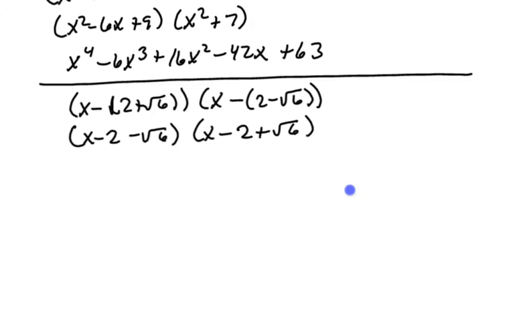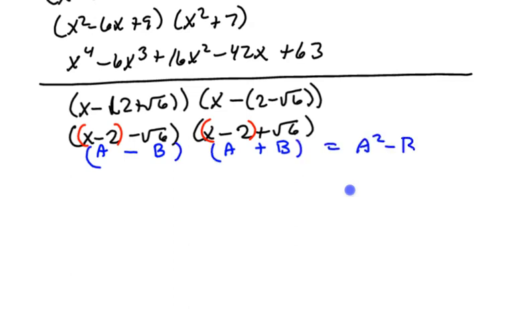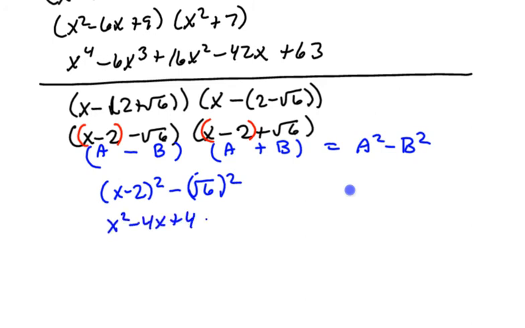So now I'm going to regroup, and I see that I have an x minus 2 here and an x minus 2 here. So think of my x minus 2 as my a term, and the negative square root of 6 is my b term. So I have an a minus b, and I have an a plus b. And hopefully you remember that if you multiply a minus b times a plus b, you get a squared minus b squared. So this is going to be x minus 2 squared minus the square root of 6 squared, which is x squared minus 4x plus 4 minus 6, or x squared minus 4x minus 2.